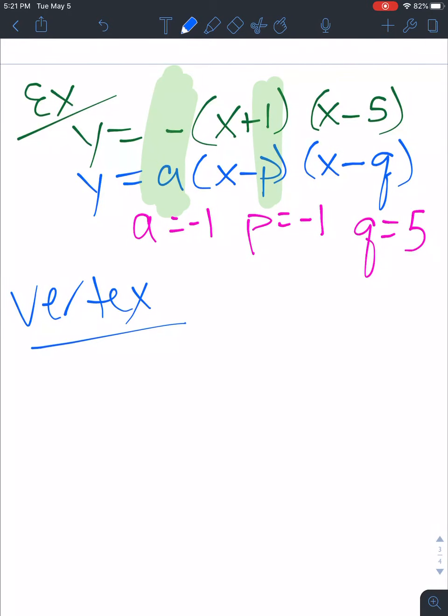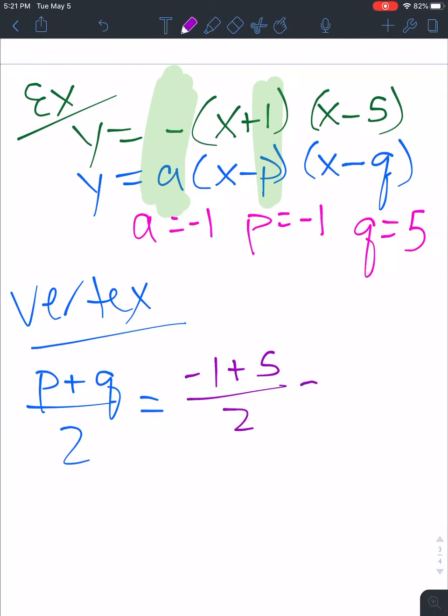We've identified our x-intercepts, so now we're going to find our vertex. So our vertex, we always start with p plus q over 2. Well, p is negative 1, so I have negative 1 plus q, which is 5, over 2. And I have negative 1 plus 5, which is positive 4, over 2. It's a really weird looking 4, but it is a 4, okay? Believe me. So I have 4 over 2, and that's just 2, all right?